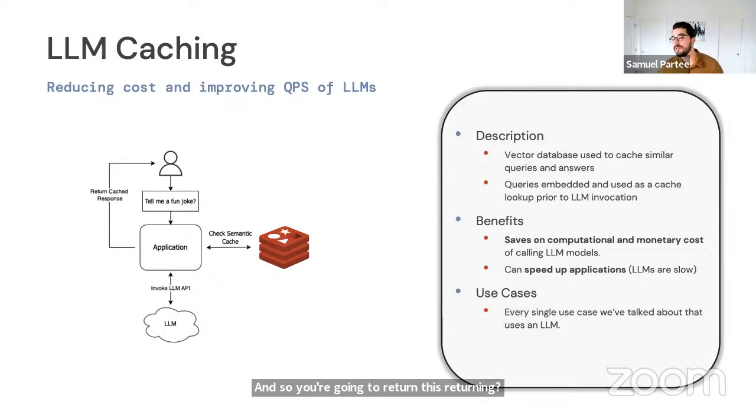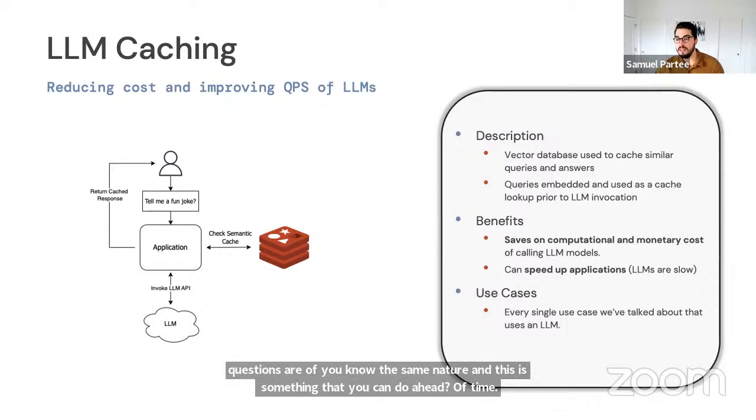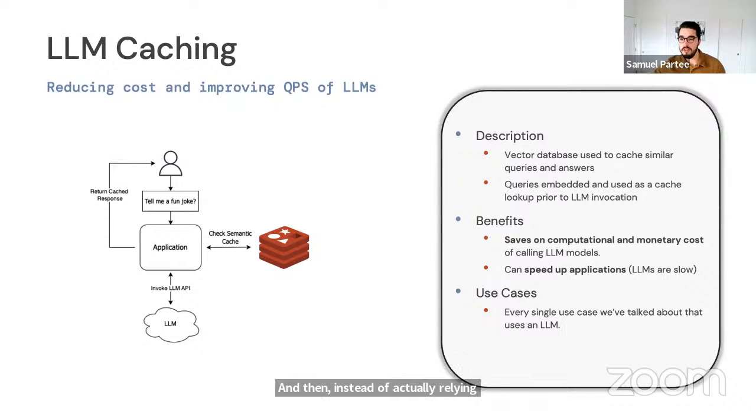Some people even go as far as to pre-compute a lot of the questions they expect to get, and then set a similarity threshold and have tests for when particular questions are of the same nature. You can do this ahead of time, and then instead of relying on users to populate the cache, you can pre-compute a lot of those answers, speed up your service overall, and save costs.